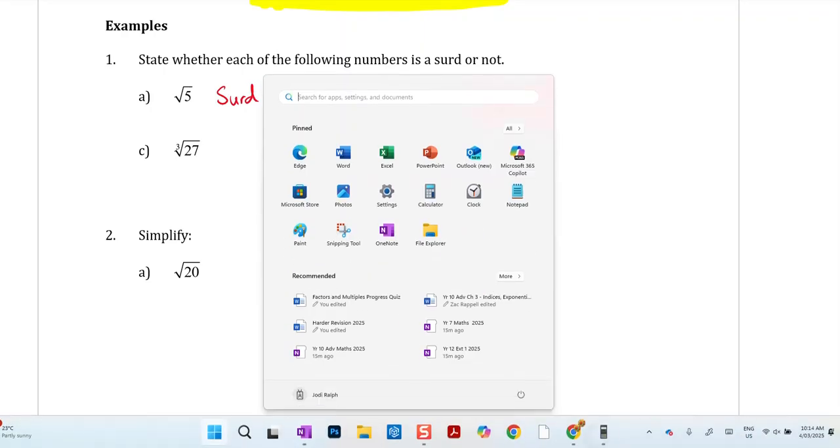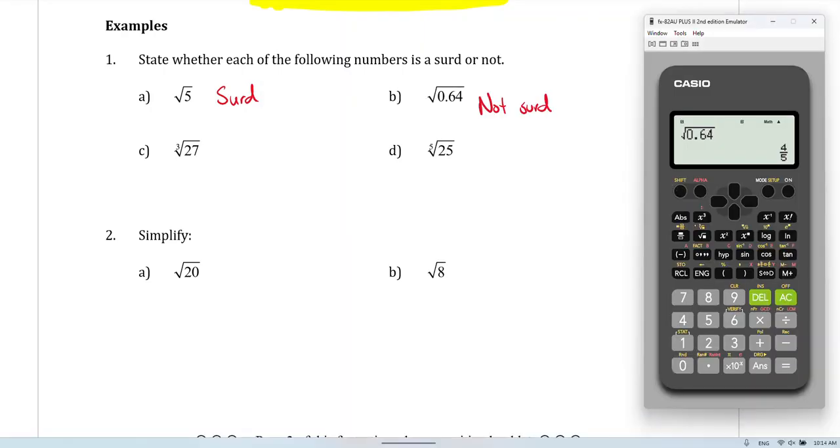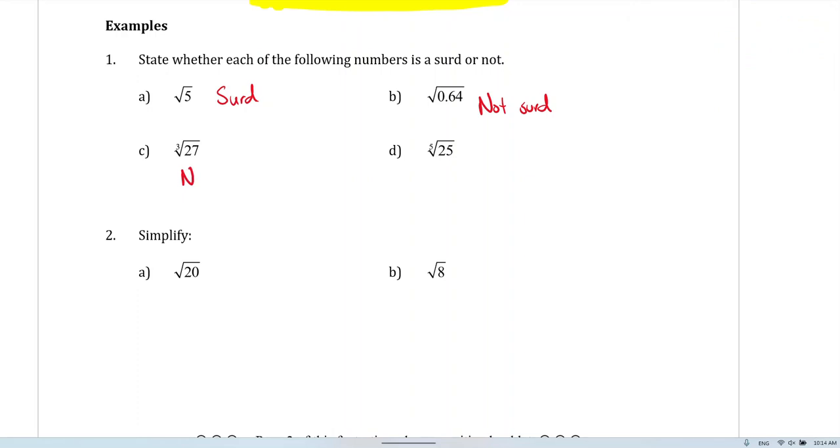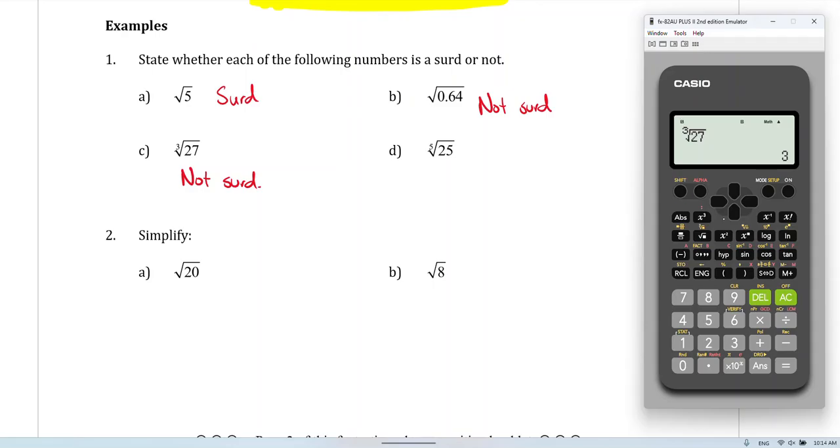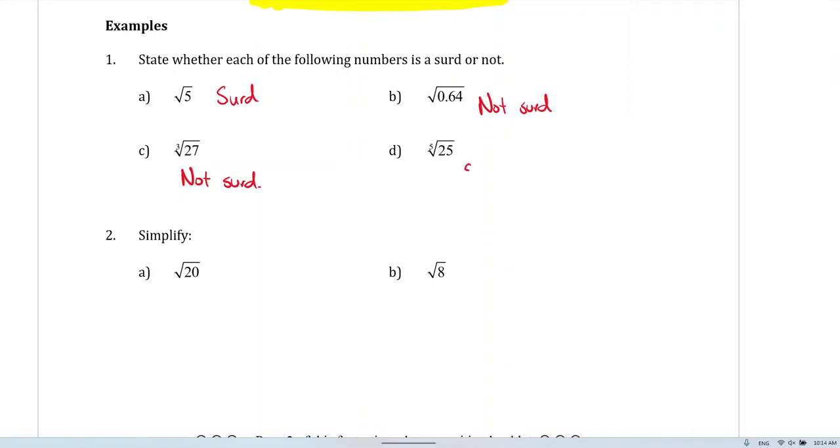The cube root of 27. So we press Shift and the root button to bring up the cube root, 27, equals, and that's exactly equal to 3. So that is not a surd. And the fifth root: I need to press Shift and the x with the box on it, so I can put a fifth root in there and 25 in there. That makes a yucky decimal number, which won't change into a fraction. So that one is a surd.